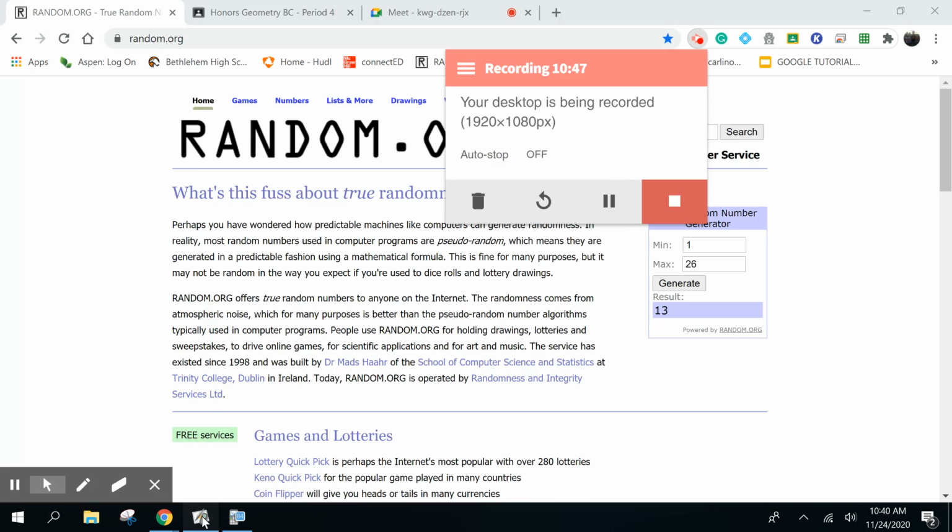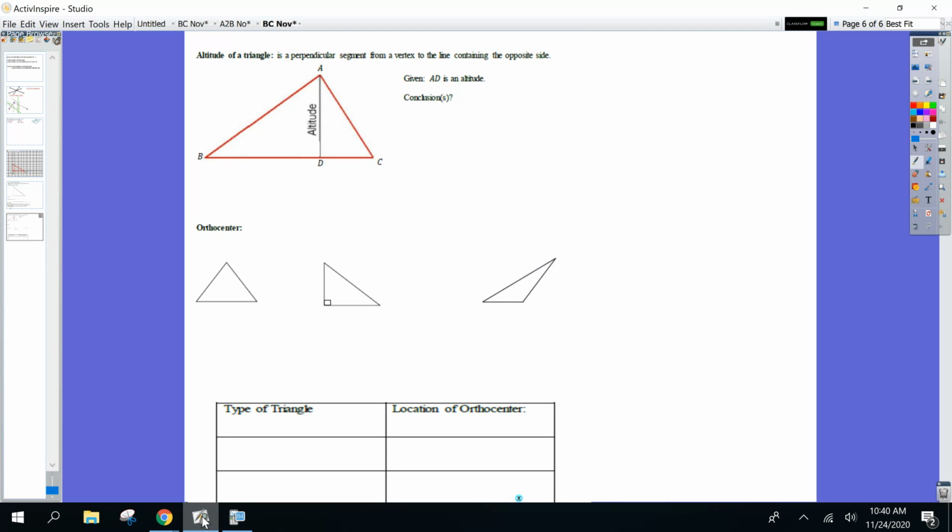All right, let's get back to business. Quick review from yesterday. I introduced you to a new line in a triangle called an altitude. Altitude has to come from a vertex and be perpendicular to the opposite side. So we learned yesterday an altitude basically forms right angles.